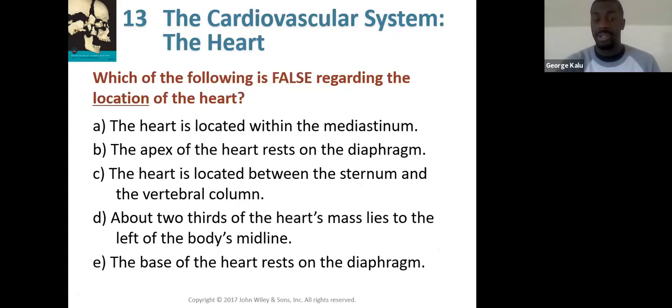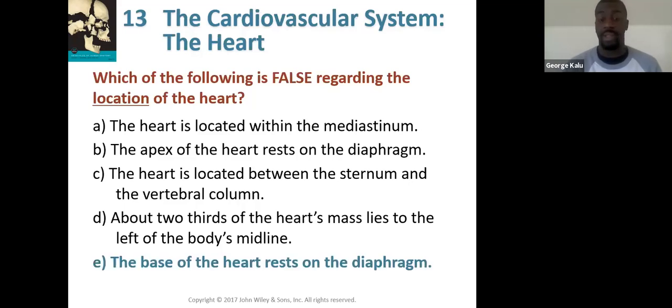So the answer you should get is E. The base of the heart rests on the diaphragm. That is false. Remember, the apex of the heart rests on the diaphragm, whereas the base is the more superior portion.